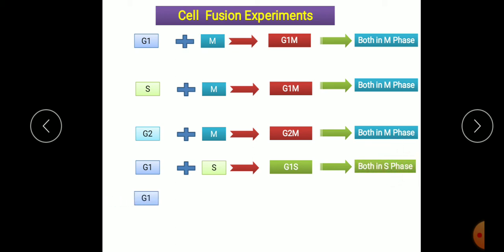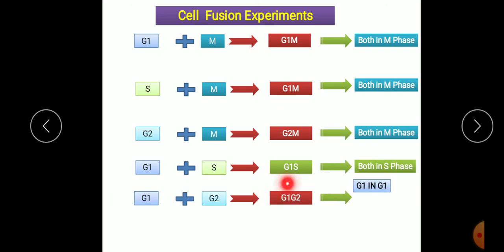They carried out another experiment where they did not take S or M, but took G1 phase and G2. The fusion of G1 and G2 forms the G1G2 syncytium. This G1G2 syncytium has a peculiar characteristic: the G1 cell enters into G1 phase and the G2 phase cell enters into G2 phase. So separately, G1 will stay in G1 and G2 will stay in G2 phase. So these are the cell fusion experiment results. This is all about the cell fusion experiment.